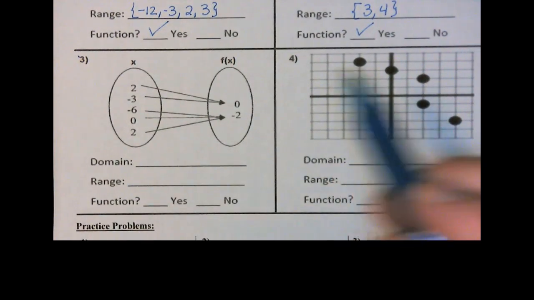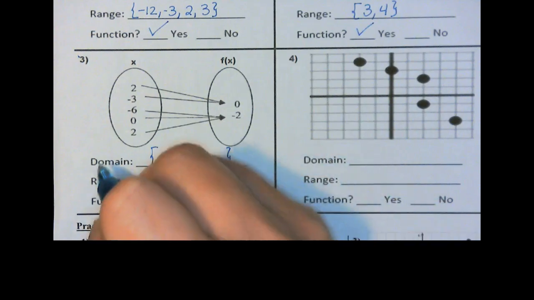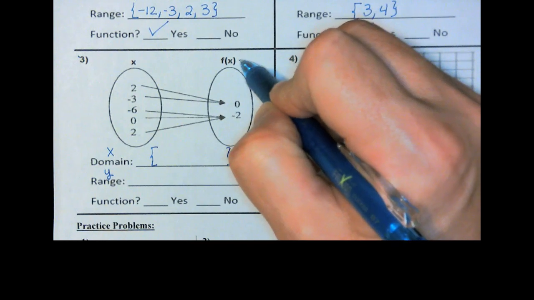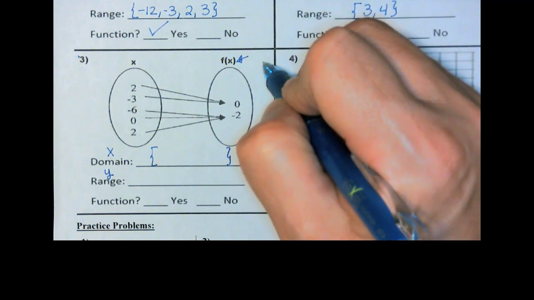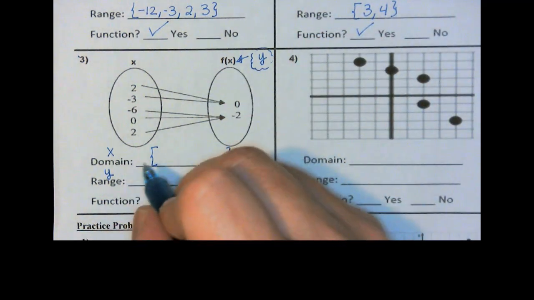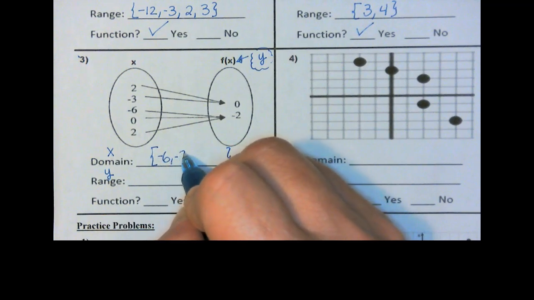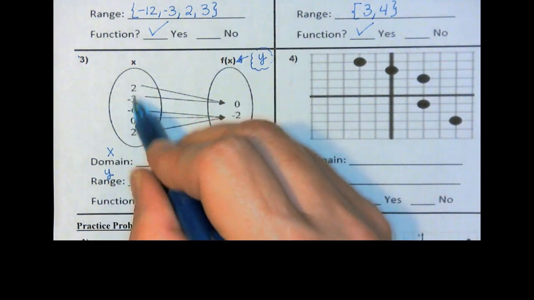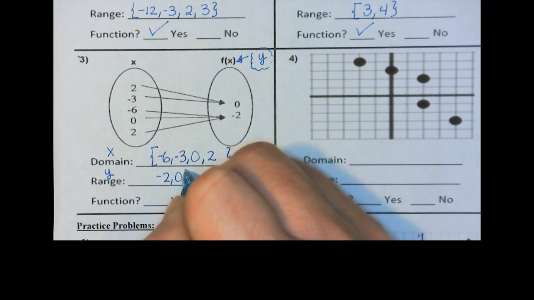Next one, I have a diagram, and basically I'm going to find the domain. Domain is the x values, and range is the y values. Please notice that this happened once in the STAAR test, that sometimes instead of writing y over here on top, they wrote f of x, but we know that this is another way of saying y. So you know that this side here is your y values. So looking over here, starting with the smallest, this would be negative 6, negative 3, 0, and 2. The number 2 repeats, so therefore I just have to write it once. And for the range, I just write negative 2, comma 0.